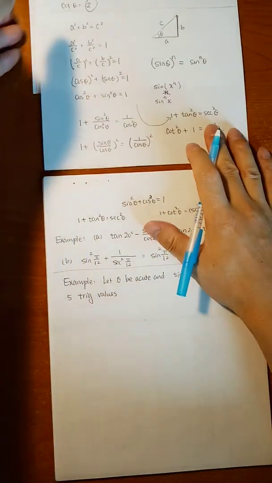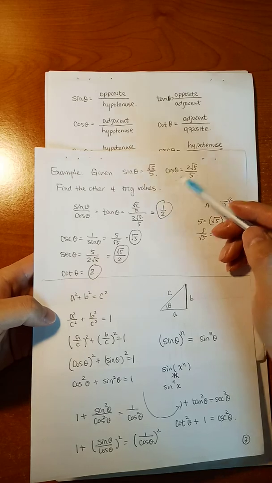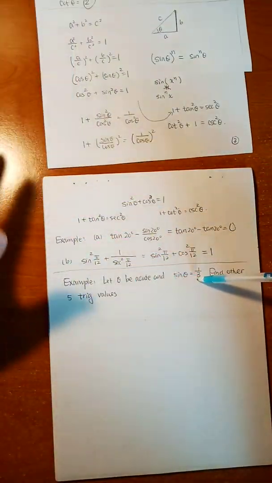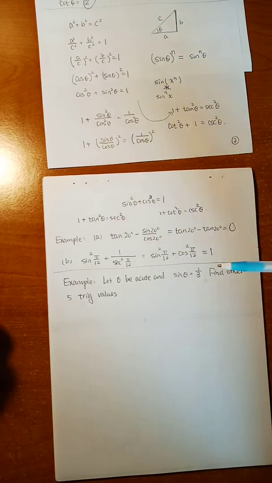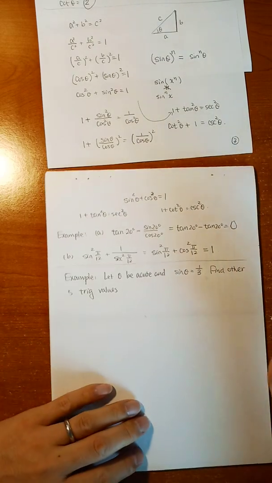The last example, in the previous example, we had 2 trigonometric values. We're looking for the other 4. And here we only have 1 trigonometric value. We're looking for the other 5. So this one is even harder than the first example. So how do we do that?